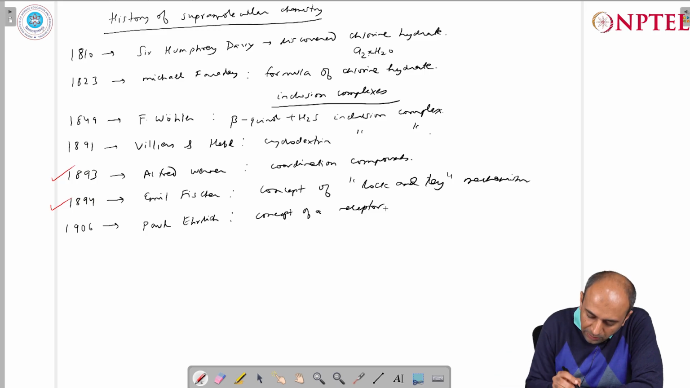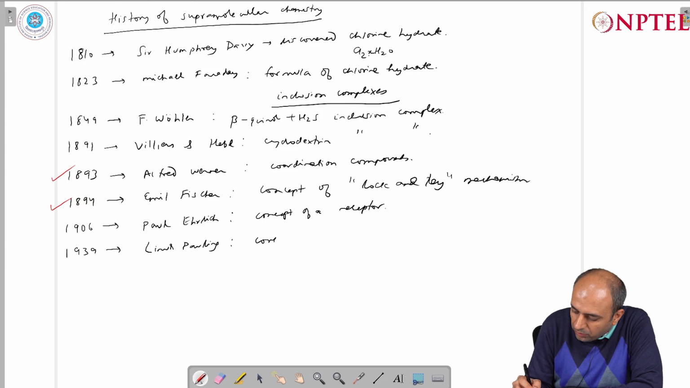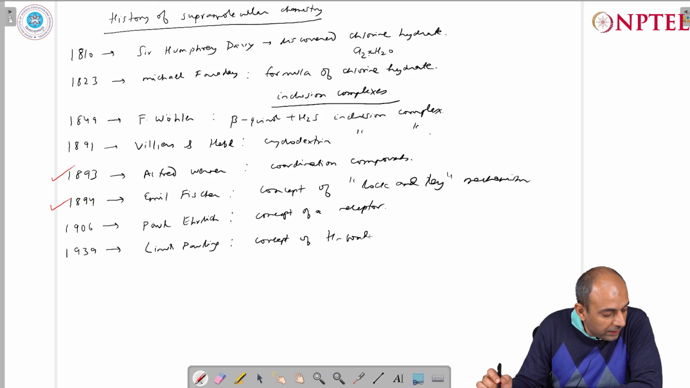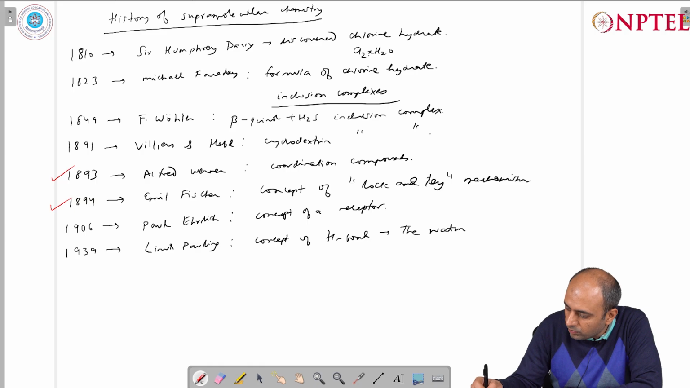And then came the famous scientist Professor Linus Pauling, who in 1939 proposed the concept of the hydrogen bond, which was the basis of the understanding of supramolecular chemistry. At that time he wrote a path-breaking book, which is today known as The Nature of the Chemical Bond.